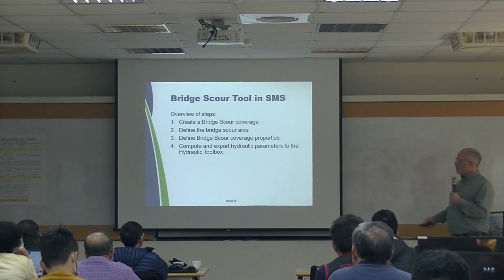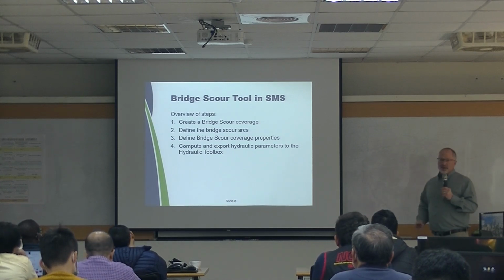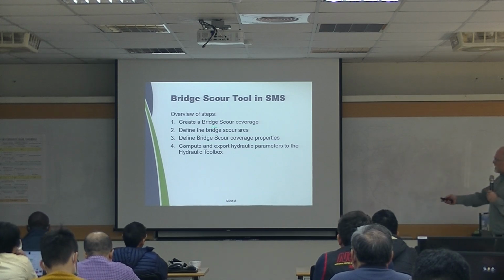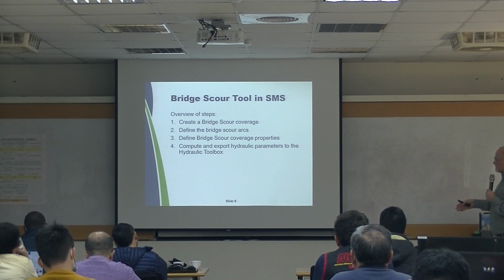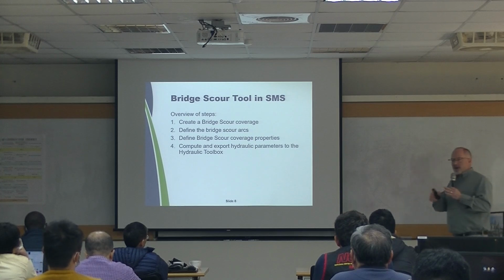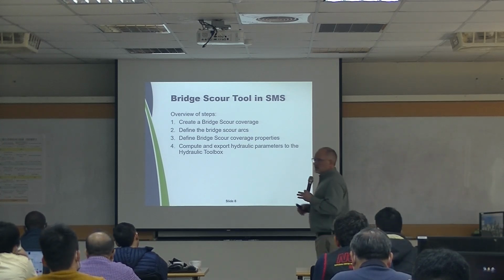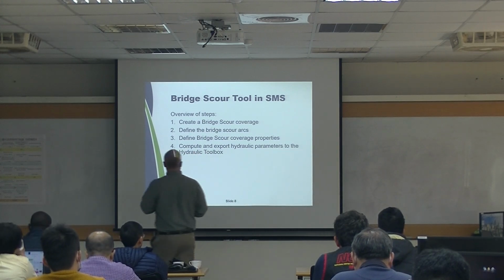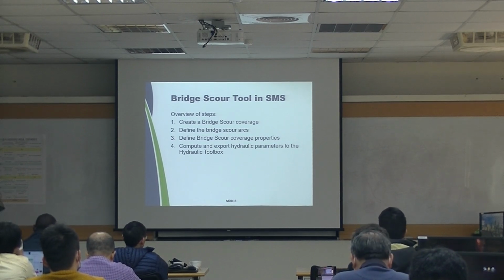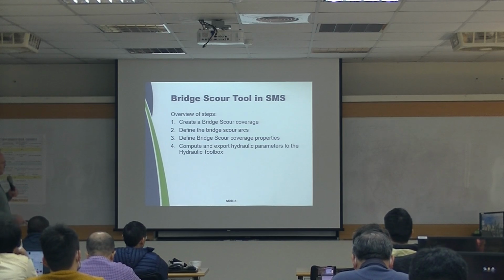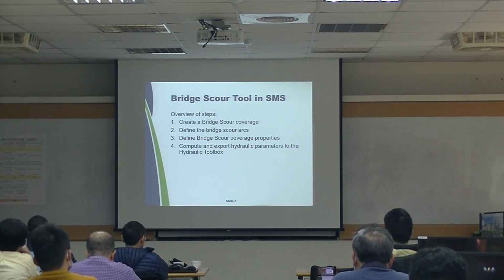Okay. So here are the steps we're going to follow. In SMS, and again, this is in the community version, we're going to create a bridge scour coverage. It's a new coverage. We're going to draw the arcs that define the approach section and the contracted section. We're also going to draw arcs to define the bank locations, the pier locations, and the abutment locations. I'll go through an example of this. Once we do that, SMS will automatically extract those average values and paste them into the hydraulic toolbox that I talked about on Tuesday, and then you can use the hydraulic toolbox to compute scour.